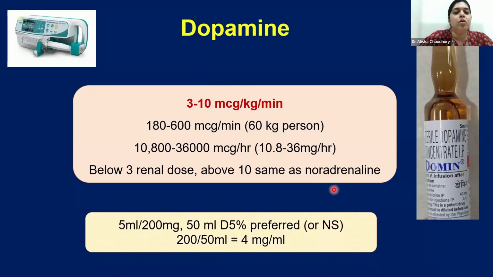So every dopamine ampule is 5 ml. Each ml contains 40 mg. So 5 ml contains 200 mg. You will make it a 50 ml solution, and that comes to 4 mg per ml.